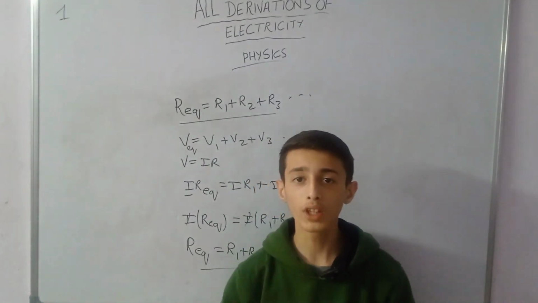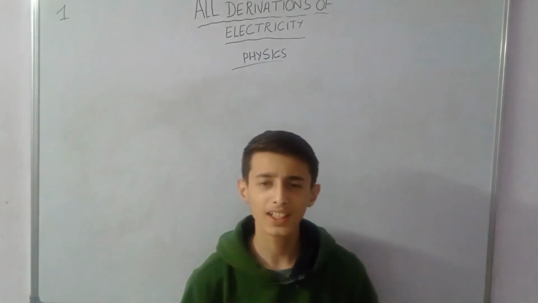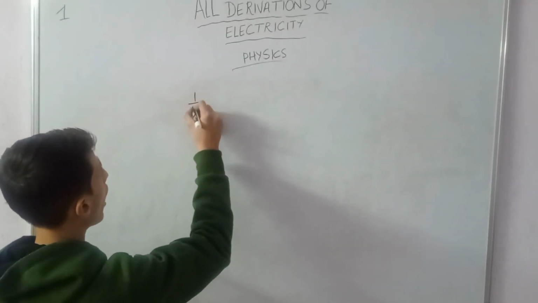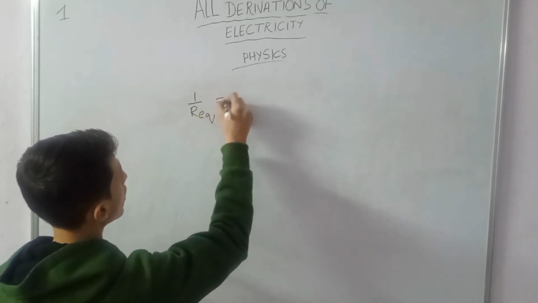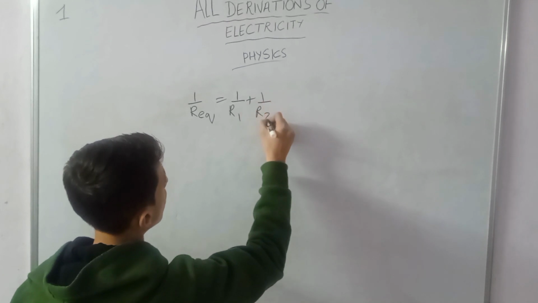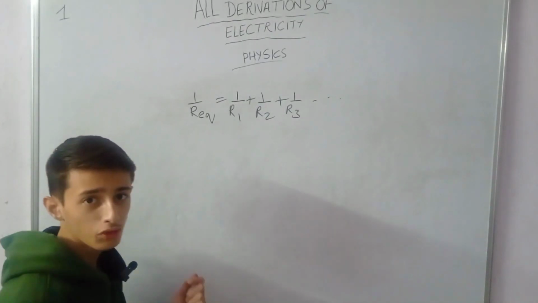Now I will prove the formula for when we connect the resistors in parallel. The formula for that is 1 by R equivalent equals 1 by R1 plus 1 by R2 plus 1 by R3. Now I have to prove this formula.